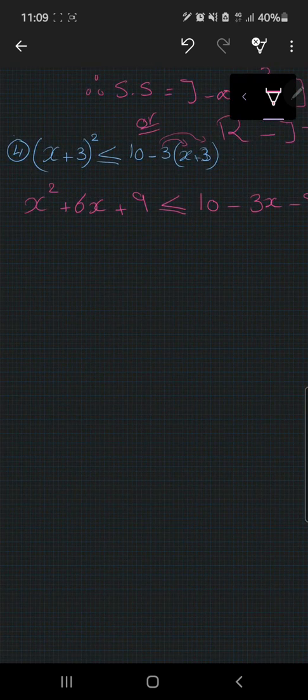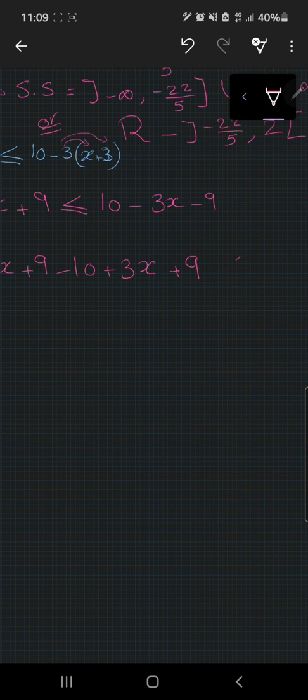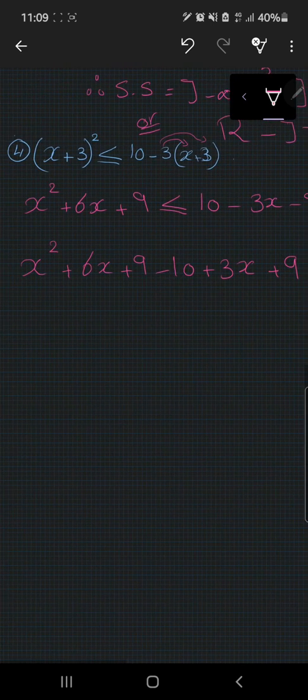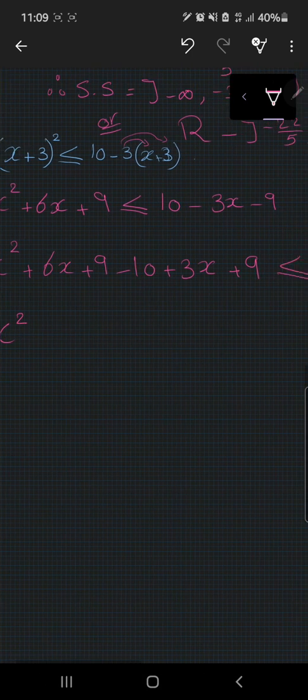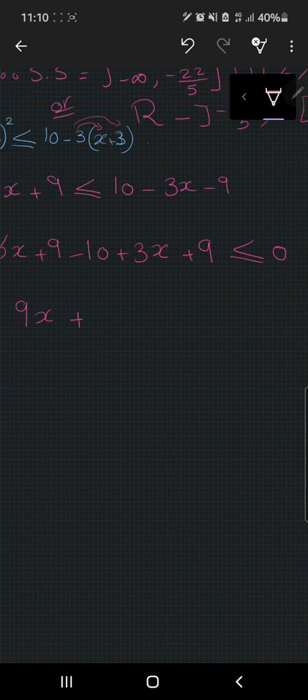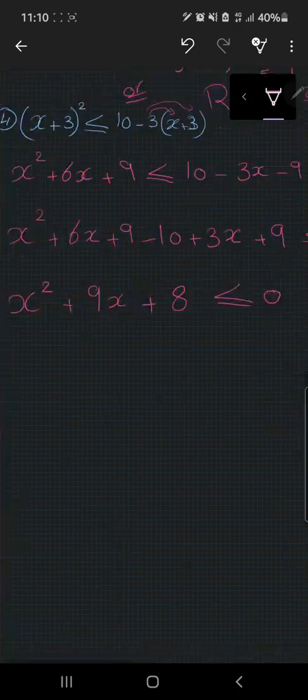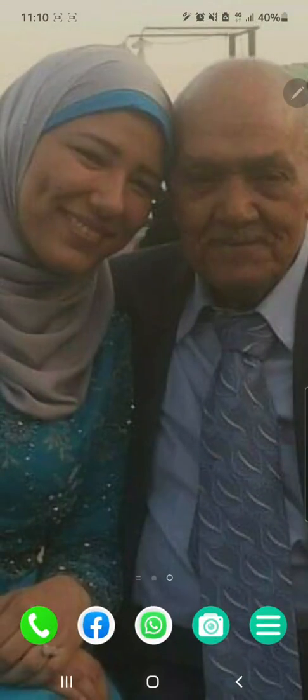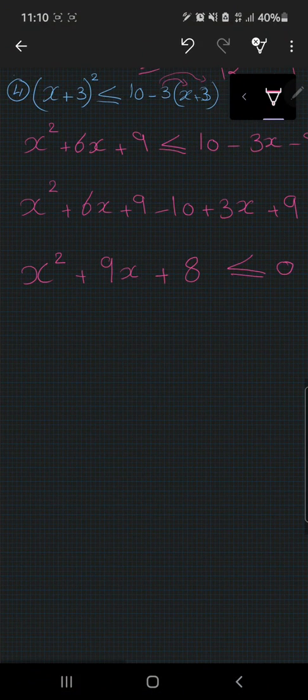Okay, get all the values on the left side. x power 2 plus 6x plus 9 minus 10 plus 3x plus 9 less than or equal 0. x power 2, collect x: 6x plus 3x, it will be 9x. Collect the numbers: 9 minus 10 is negative 1, plus 9 equals 8, less than or equal 0. So our inequality is x power 2 plus 9x plus 8 less than or equal 0.